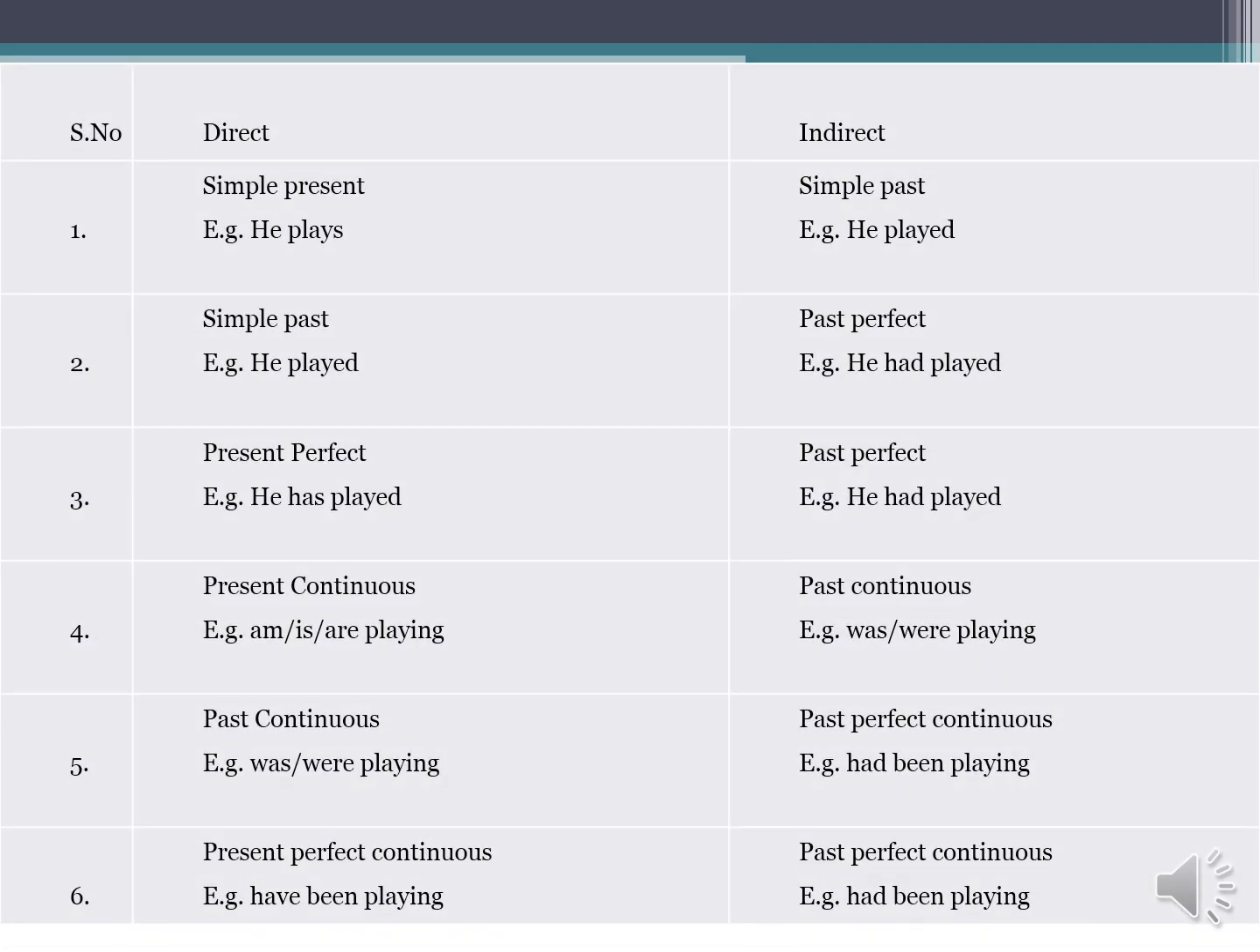See, when you want to change the sentence from direct to indirect, we need to do some changes. Here, simple present tense becomes simple past. For example, he plays becomes he played. Simple past becomes past perfect. Present perfect becomes past perfect. Present continuous becomes past continuous. Past continuous becomes past perfect continuous. Present perfect continuous becomes past perfect continuous.